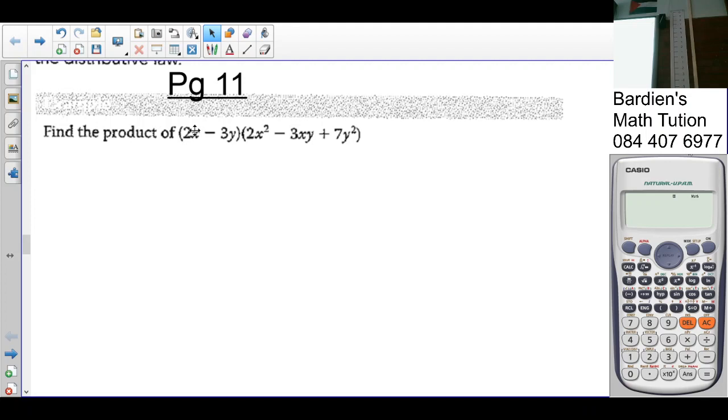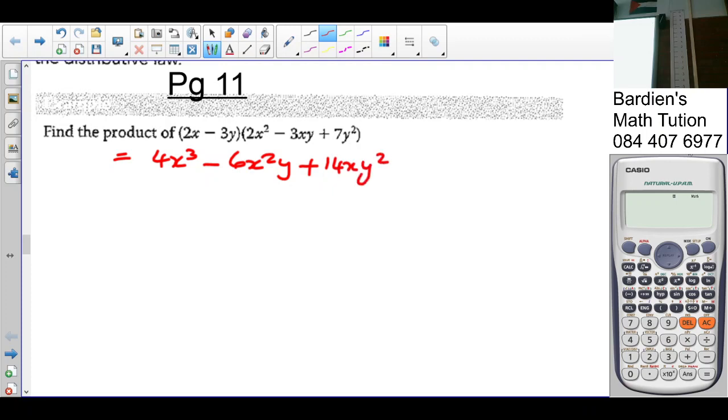Let's finish. That's it. Right. So 2x times 2x squared, 4x cubed. 2x times negative 3xy, negative 6x squared y. 2x times 7y squared, positive 14xy squared. You all agree with that?